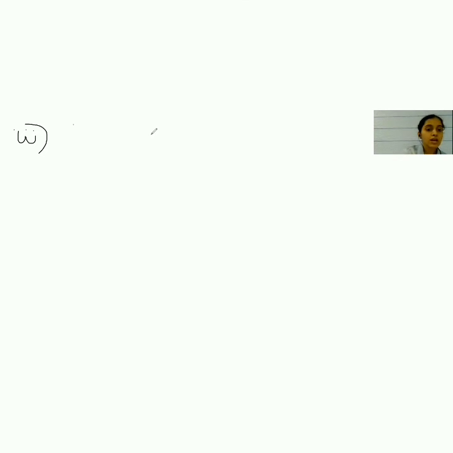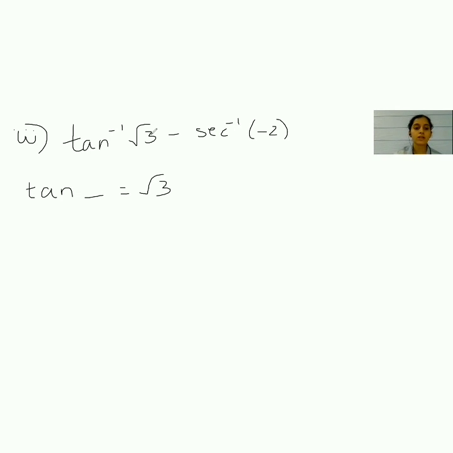Third one, tan inverse of root 3 minus sec inverse of minus 2. Okay, again, how do we begin? So when do we get tan as root 3? First, we'll find out the theta value of that. So tan of 60, because sin 60 is root 3 by 2. So tan of 60, that means pi by 3, we get root 3. So tan inverse of root 3 is equal to pi by 3.